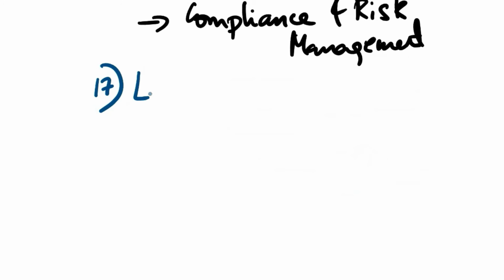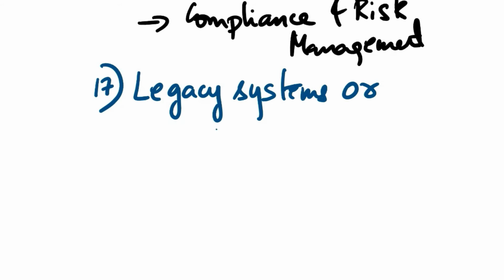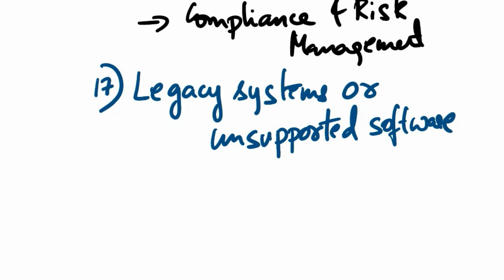Next question. How do you handle vulnerabilities in legacy systems or unsupported software? Handling vulnerabilities in legacy systems or unsupported software can be challenging as these systems may no longer receive security updates or patches from the vendor. However, it's essential to address these vulnerabilities to minimize security risks. And let's see some of the ways how to handle them.